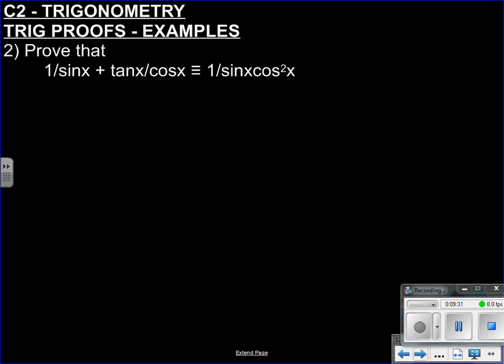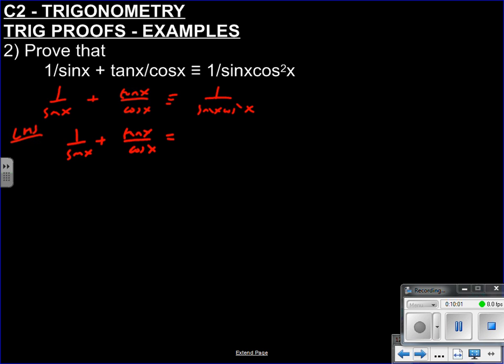Let's try this again. So number 2 says prove that 1 over sine x plus tan x over cos x is always the same as 1 over sine x cos squared x. Well, again, I wouldn't really start on the right-hand side because there's not much I can do with it. But on the left-hand side, because I've got that tan there and I know I need sine and coses, I can change my tan, can't I? So I quote my left-hand side exactly as it is, and then I can get to work.